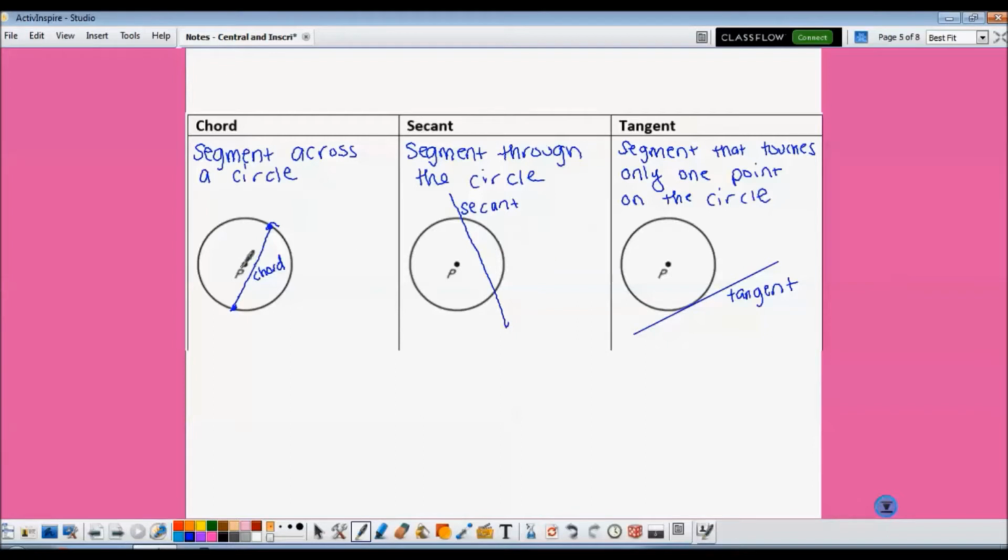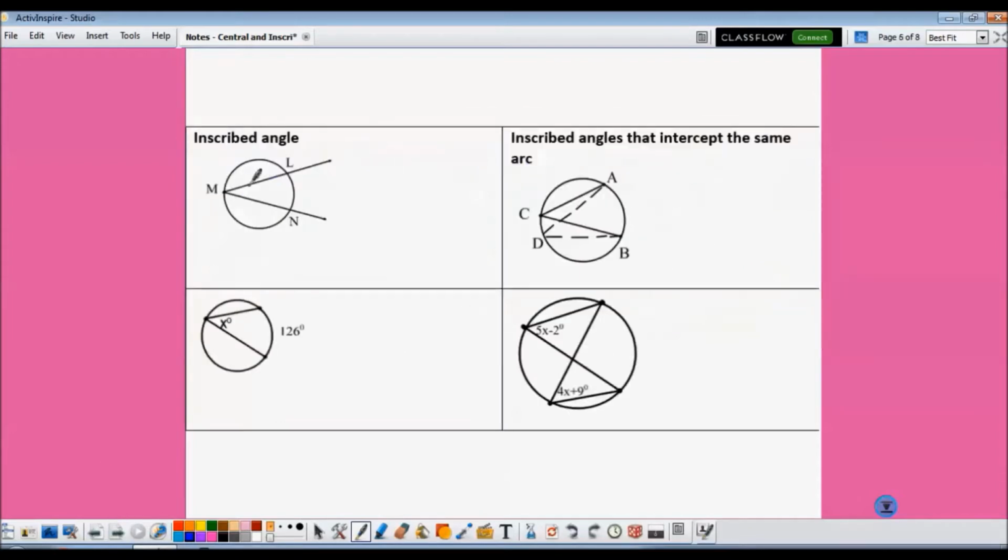So these three types of segments are going to help draw our new kind of angles, which are inscribed angles. The vertex is on the circle. So here's our vertex. The secant lines go through the circle to meet there. An inscribed angle is half the size of its arc.